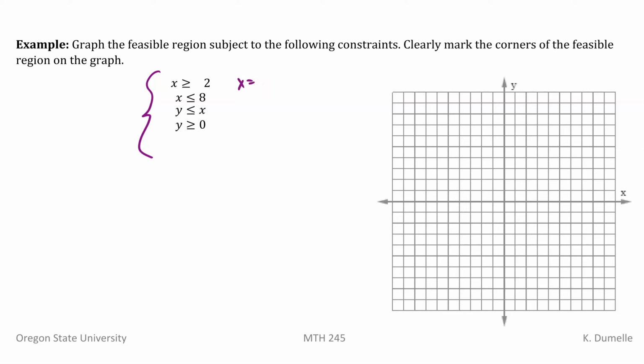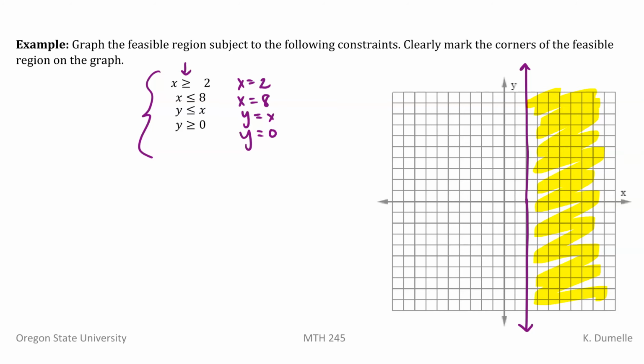So we're going to graph the line x equals 2, the line x equals 8, y equals x, and y equals 0. x equals 2 is a vertical line at the x value 2. It's solid because it tells us here that it's greater than or equal to. So we're going to start by graphing the line. Then we're either going to shade to the left or to the right of 2. This says that x must be greater than or equal to 2, so that's all these positive values of x over here.